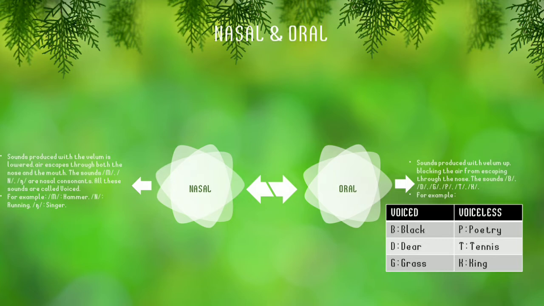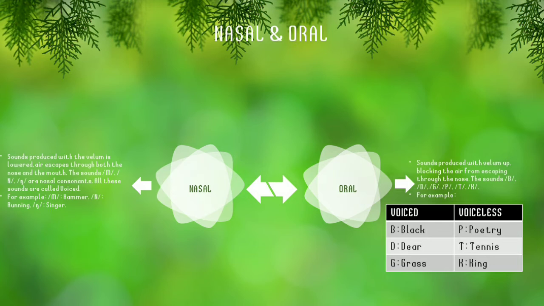Nasals. Nasal is when the velum is lowered in its rest position, and then air escapes through both the nose and the mouth to produce the sounds m, n, and ng. All these sounds are voiced. For example, the sound n in the word running and the sound ng in the word singer.